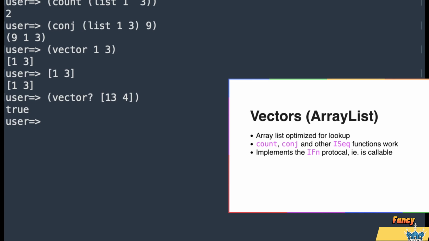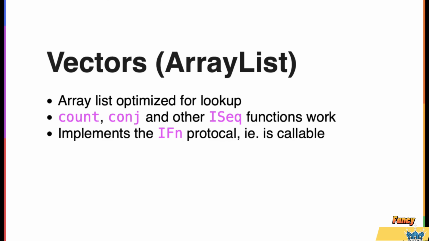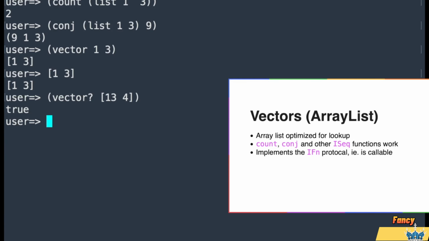Vectors implement the IFn interface as well, which means that vectors are callable as functions. They accept an argument, which is the index that you want to look up, and return the value of the element at that index. If the index is out of bounds, an exception is raised.